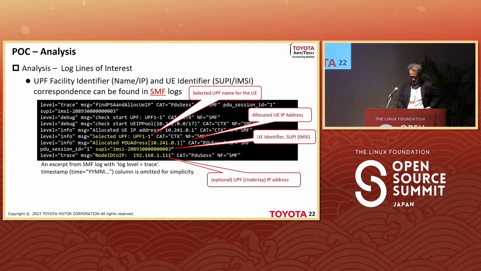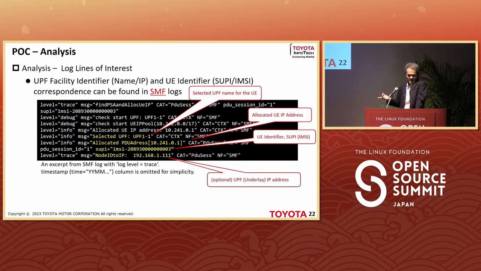And by using these tips, these are the log lines that you're focused on. As you can see, in the first yellow line, the selected UPF is UPF1-1. This is the identifier of the user plane function, and the allocated PDU address is the IP assigned to the virtual smartphone or so. And as you can see in the third yellow line, SUPI is, in other terms, the IMSI, and as I explained, it's like a phone number.